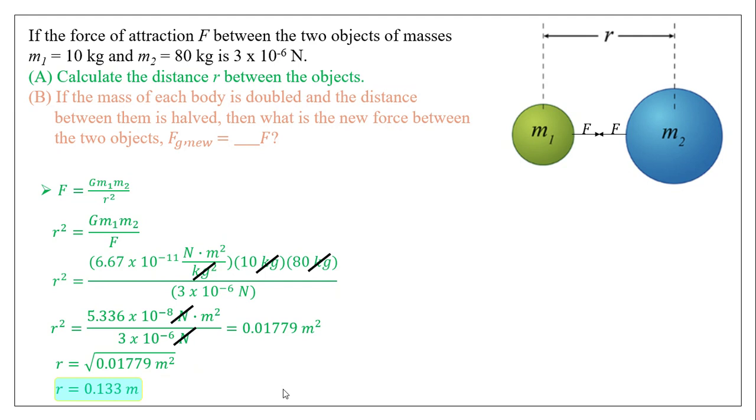Part B asks: if the mass of each body is doubled and the distance is halved. So these objects are going to get more massive, but you bring them closer together.